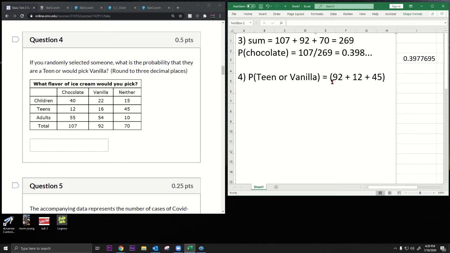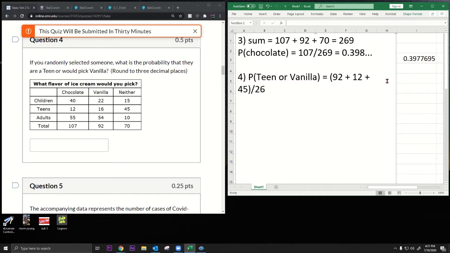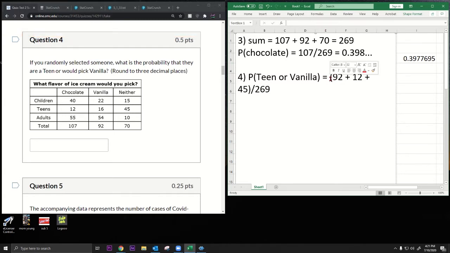And then let's see how this works. How's this going to look? Divided by what? We have the grand total. We found it was 269, right? So let me bring this down, maybe make it look a little bit better. I'll even bring down the equal sign.